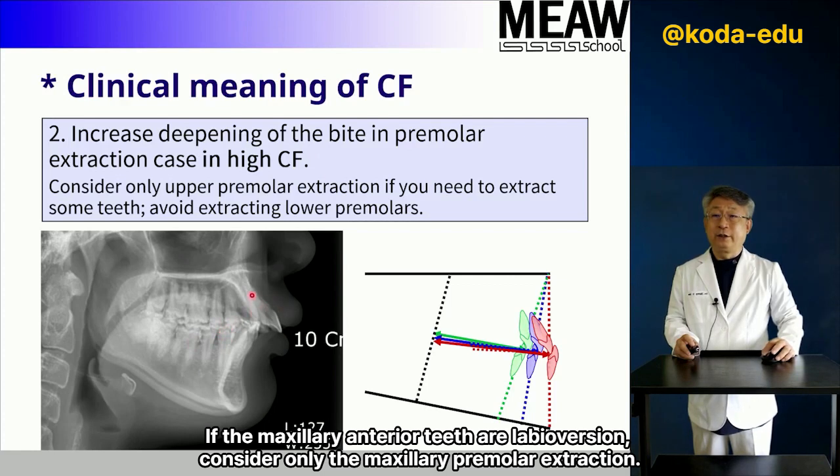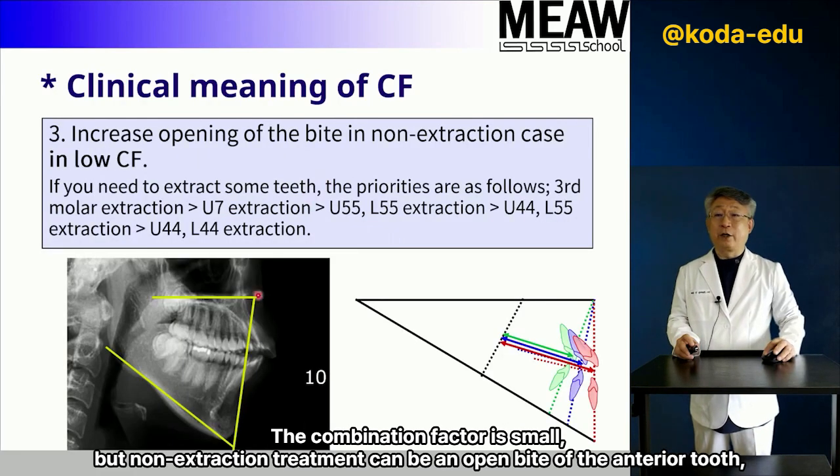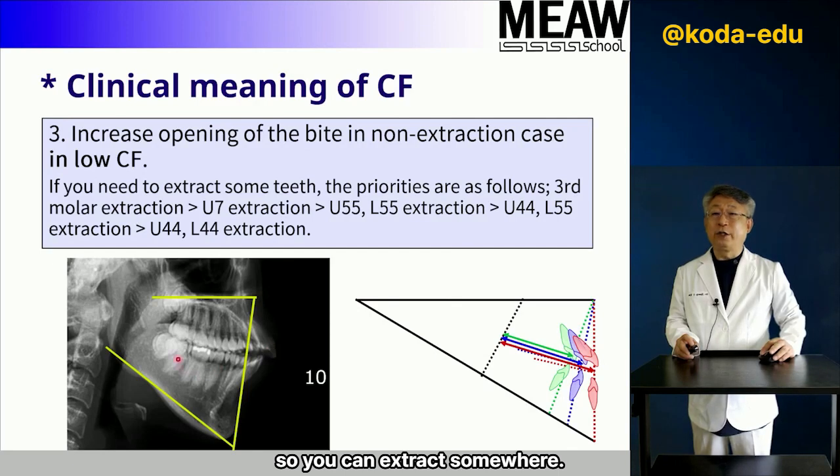If the maxillary anterior teeth are labioverted, consider only the maxillary premolar extraction. The combination factor is small, but non-extraction treatment can lead to an anterior open bite. So you can extract somewhere.